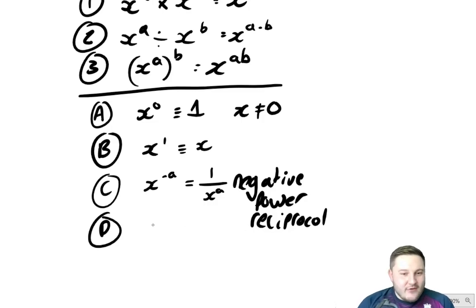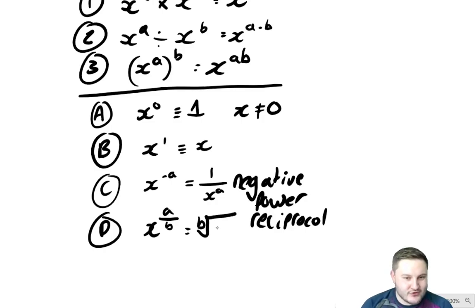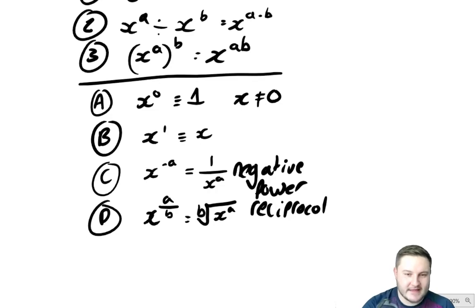The next one then: if you raise something to a fractional power, so for example x to the power of a over b, where a over b is a fraction, as long as b is not 0, because then it couldn't be a fraction. So x to the power of a over b means that you do the bth root of x to the power of a.